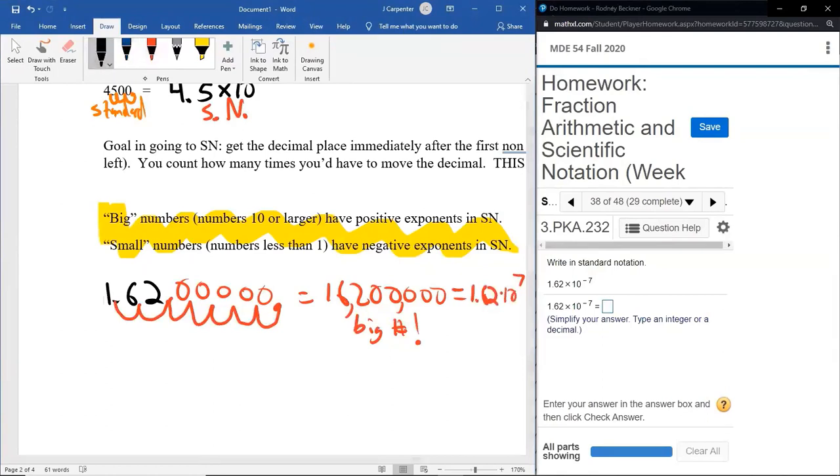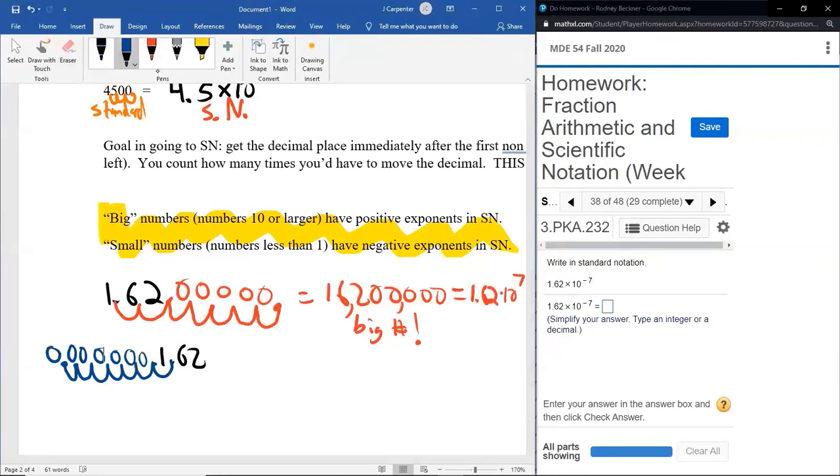So the way we should have actually done this problem, and I might not have enough space there without making it look ugly. Let me just squeeze it here. Let's take the decimal, blue for correct this time, and let's move it 7 times left. 1, 2, 3, 4, 5, 6, 7. Filler zeros as needed.